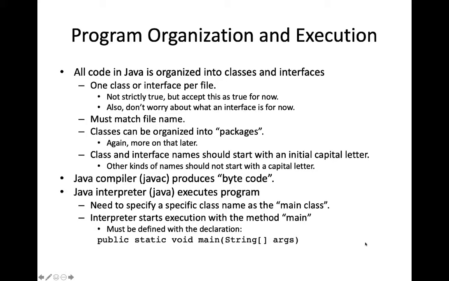So toward that end, just a basic overview of the Java workflow and how things are organized in Java. So in Java, all code is organized into classes and interfaces. We're just going to put interfaces aside. We're going to get to that in about a day or two. So we'll just talk about classes. But basically, code is organized into classes. And each class is in a file of the same name.